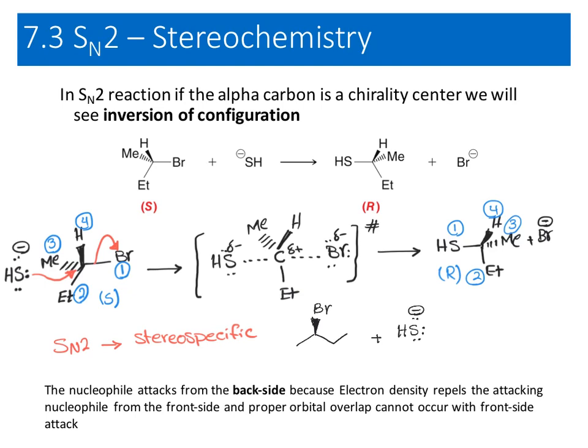So the nucleophile will attack the electrophilic carbon and the leaving group leaves. Since we are forming the chiral center in the product, we need to show inversion of configuration as well. So we started with the substrate where the bromine is in wedge. Now in the product, the sulfur nucleophile will be in the dash. So we have inversion of configuration here.